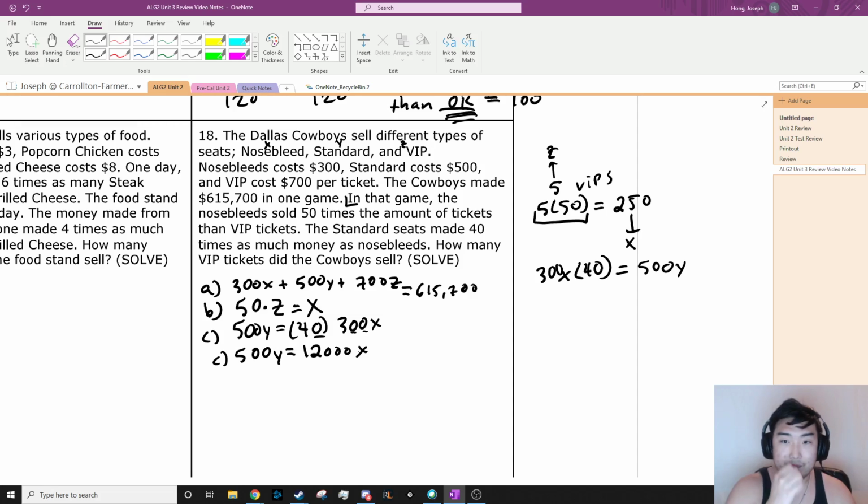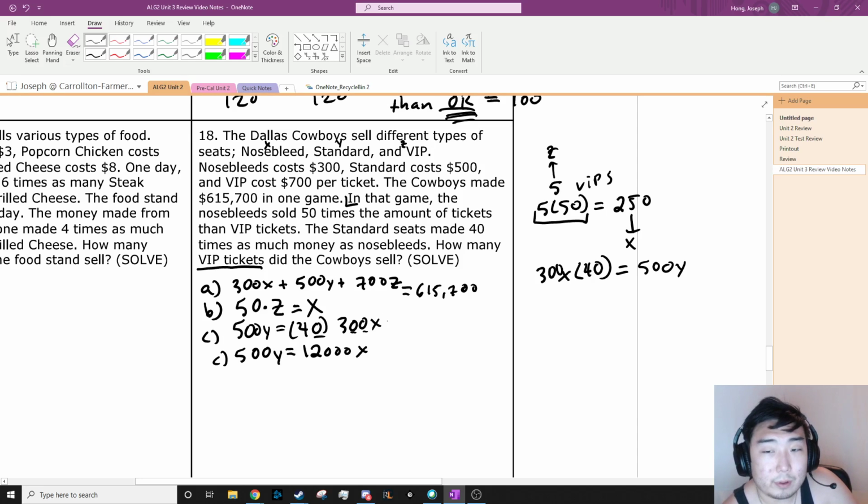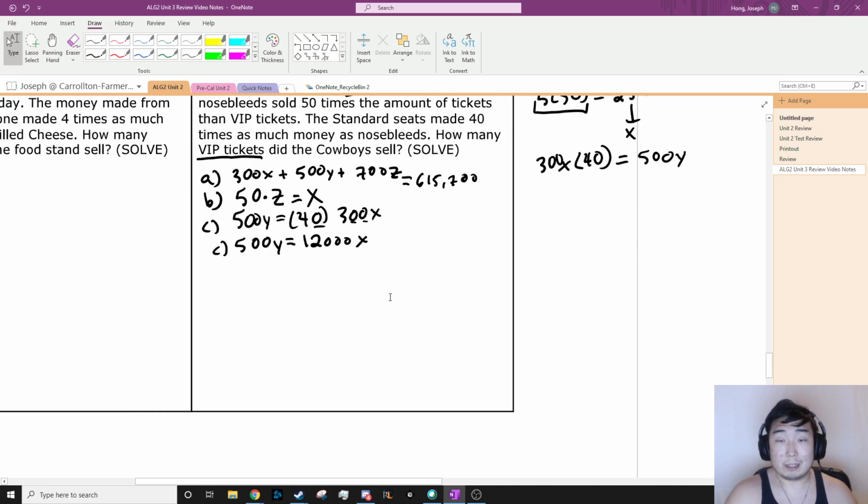So, how many VIP tickets did the Cowboys sell? So, I'm not asking you for a coordinate. I'm not asking you for X, Y, and Z. I'm only asking you for my VIP. And I told you that VIP is your variable Z. So, the way that we can really do this is, well, we could make it as a matrix. So I'm going to show you how to do it as a matrix because it would make more sense.